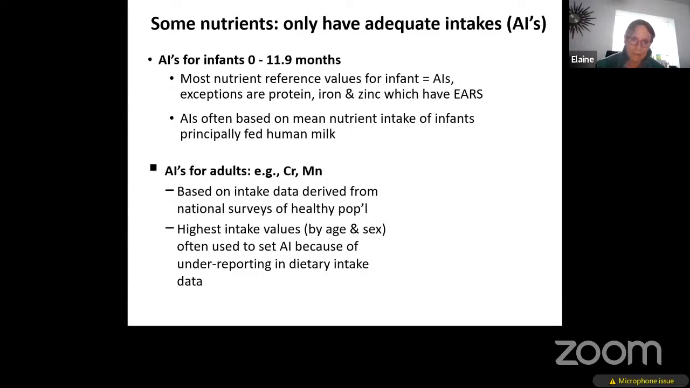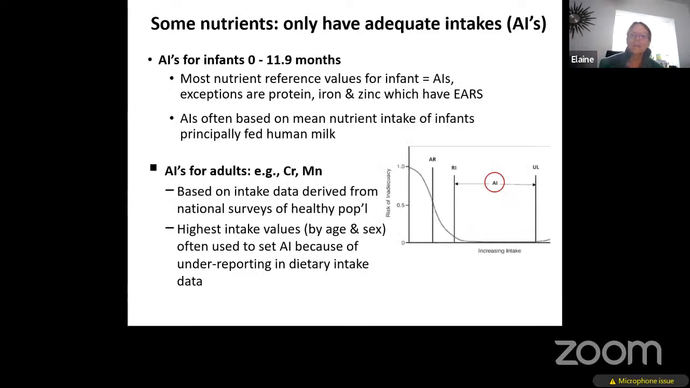For adults, there are also nutrients that only have adequate intakes, because there aren't enough data to actually estimate the actual requirements in the population. Chromium and magnesium would be examples of these. And so again, they're just based on the observed intakes of people in healthy populations.